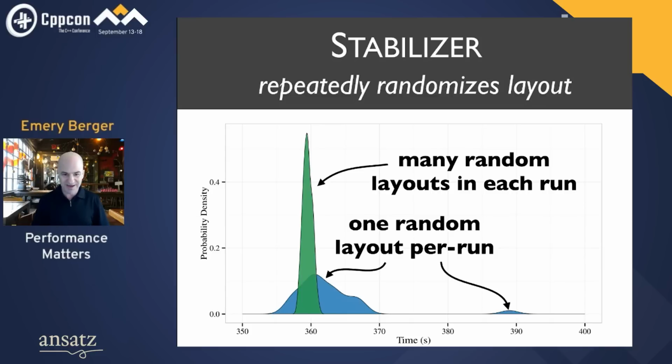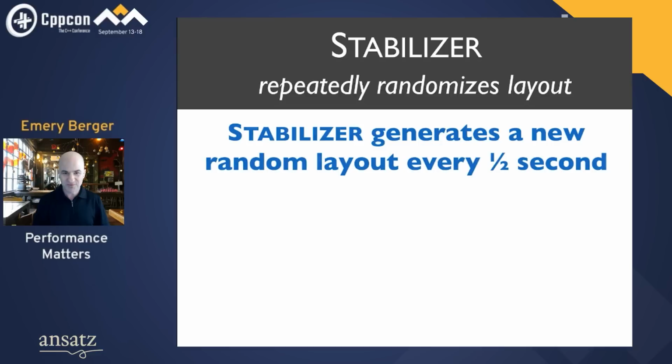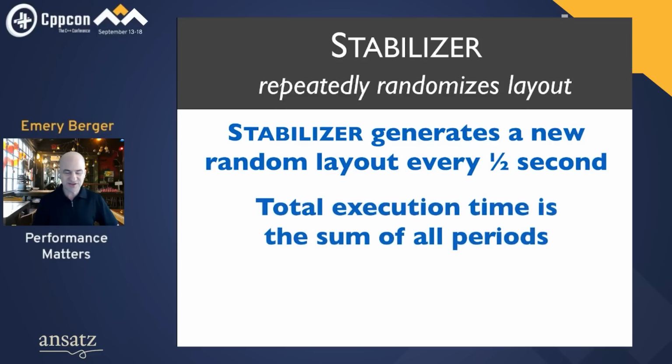So let me explain why you get this beautiful tight curve around this spot. What Stabilizer does is it generates a new random layout every half second. This is a tunable parameter, but that's what we stick with. And the total execution time is, of course, the sum of all of those periods, right? So you have randomize, run, randomize, run, randomize, run, and you just add them all up. So this is pretty obvious.